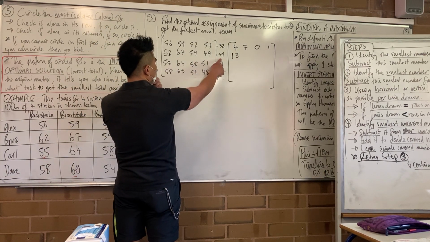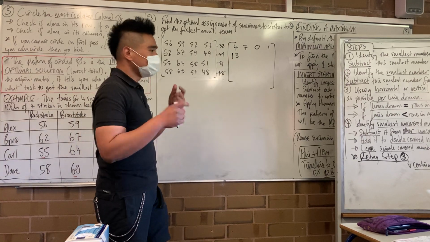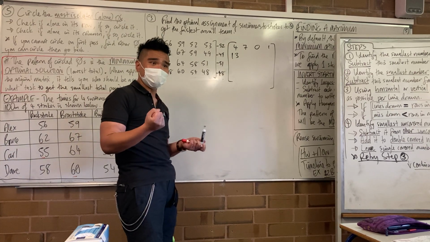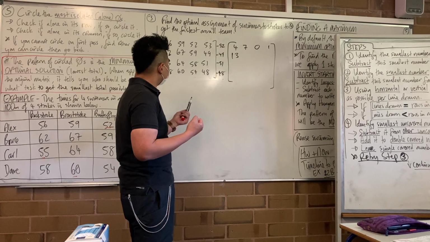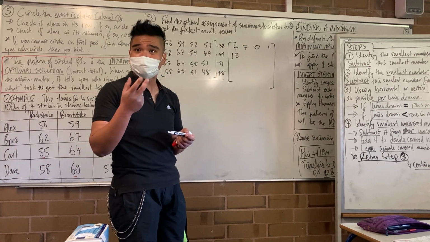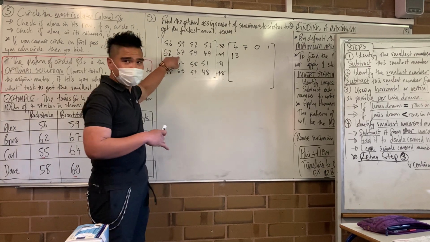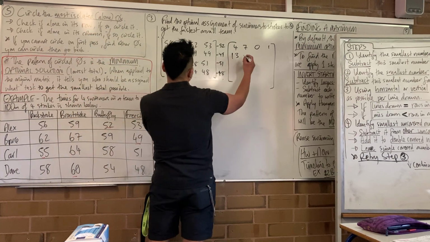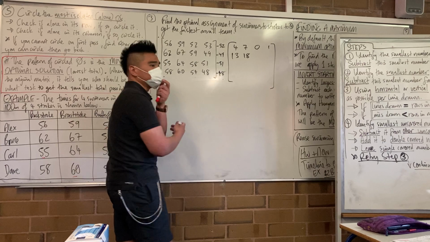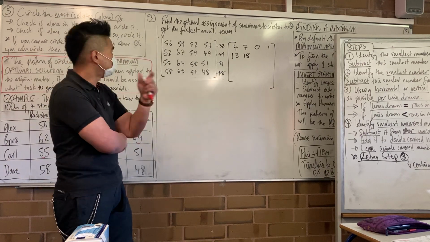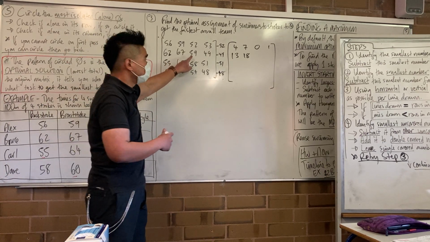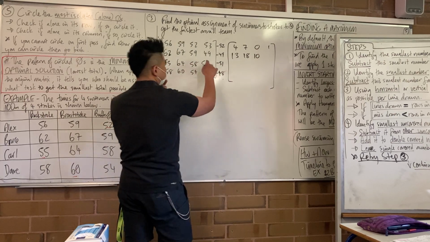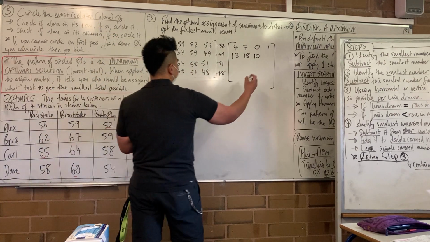67 take 49. I suck at subtraction. So 49 to 59 is 10. 59 to 69 would be 20. That's 2 above this. So what's 20 take 2? So 67 take 49 is going to be 18. What's 49 to 59? 49 take 49, 0.